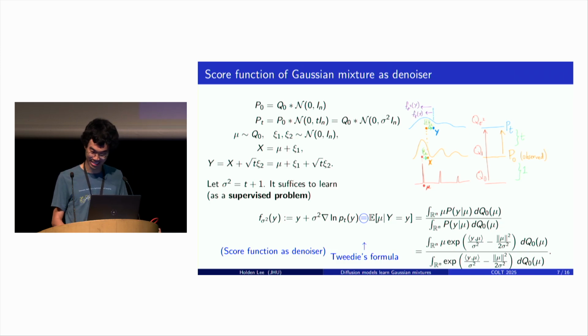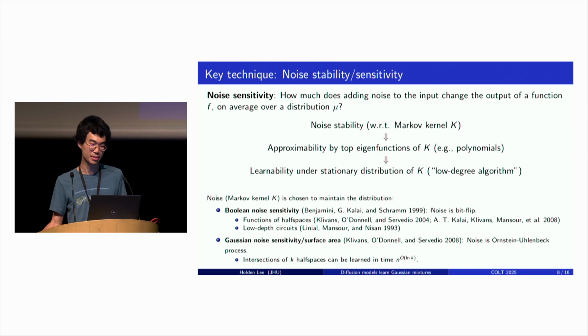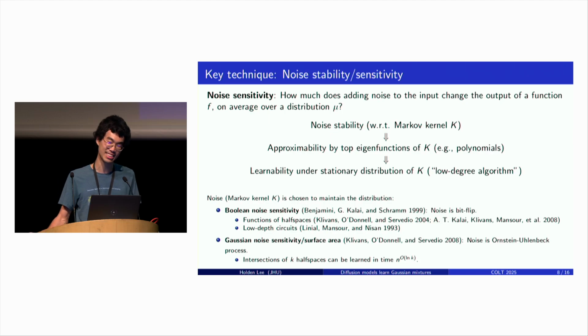Okay, so hold that in your head for a moment. Now, how do we show this can be approximated by a polynomial? Our key technique is that of noise stability or sensitivity. The noise sensitivity of a function f asks this question: how much does adding noise to the input change the expected value of that function on average over a distribution mu?